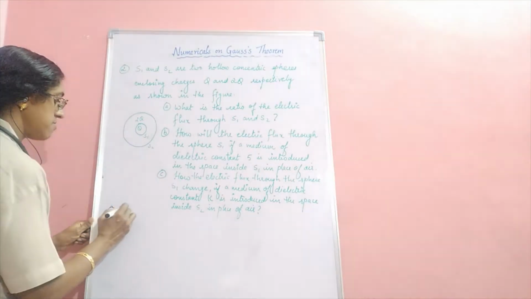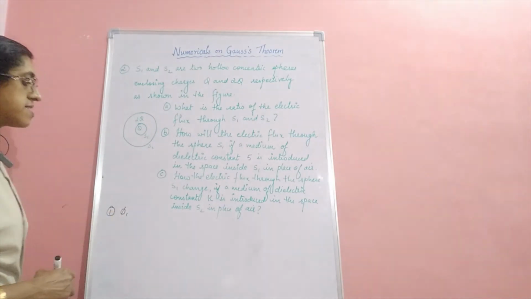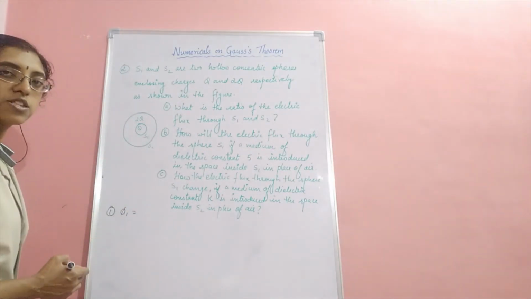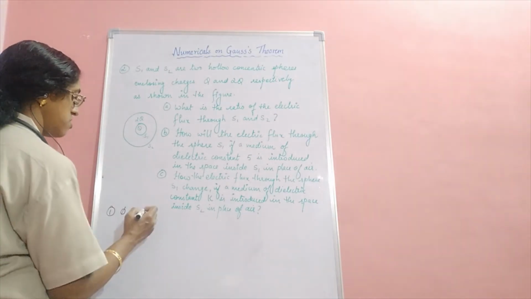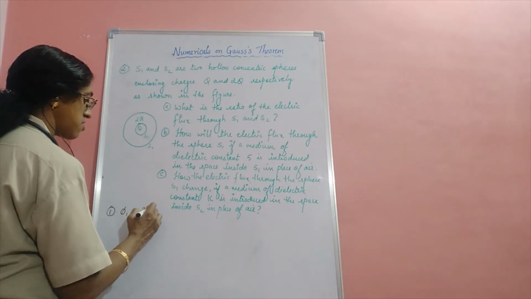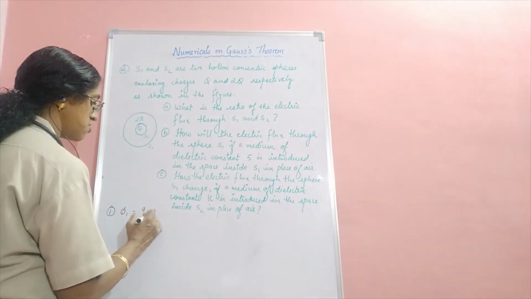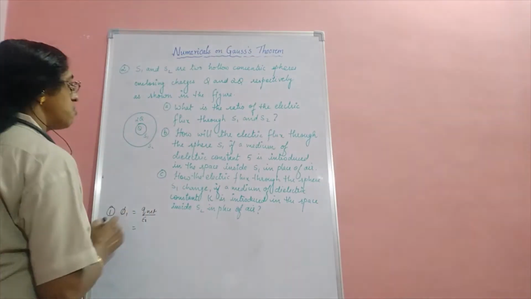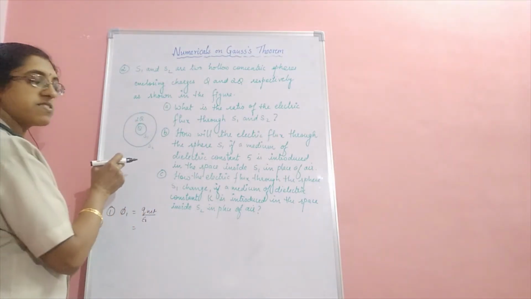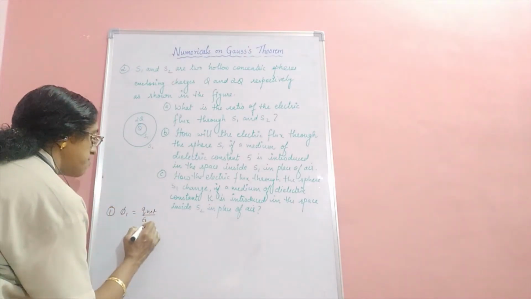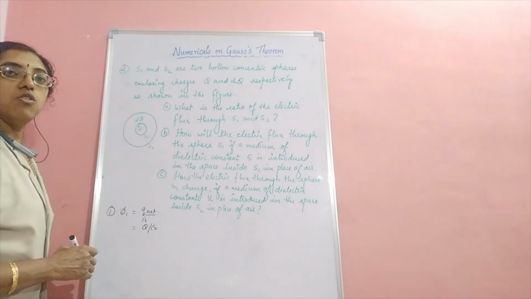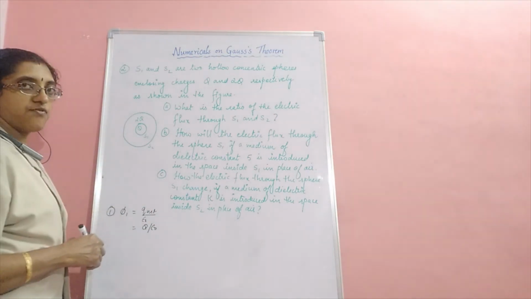So, through S1, if I consider it as phi 1, as we all know that phi is equal to Q net by epsilon naught, where Q net is the net charge enclosed. Now, what is the net charge that is enclosed by S1? As there is only one charge present there, it would be Q by epsilon naught. That is the flux through the first surface.